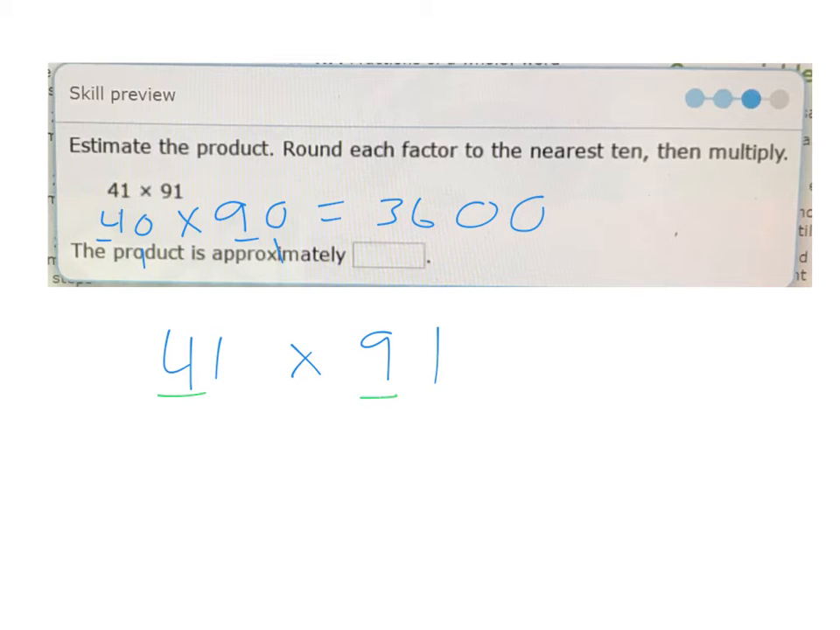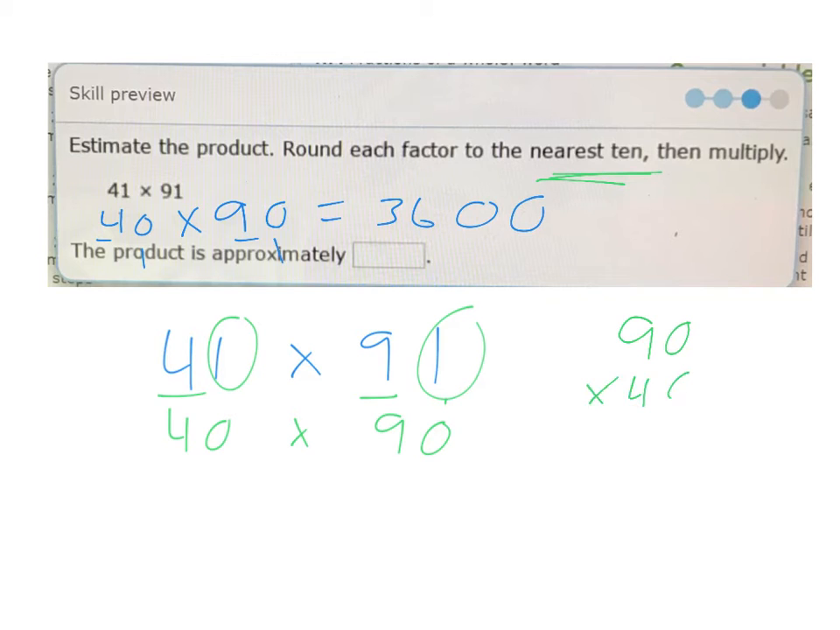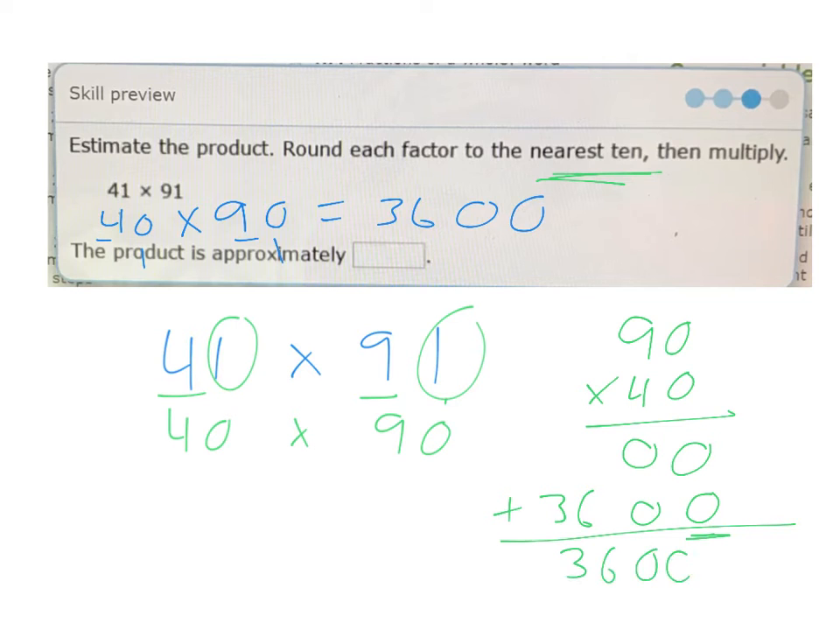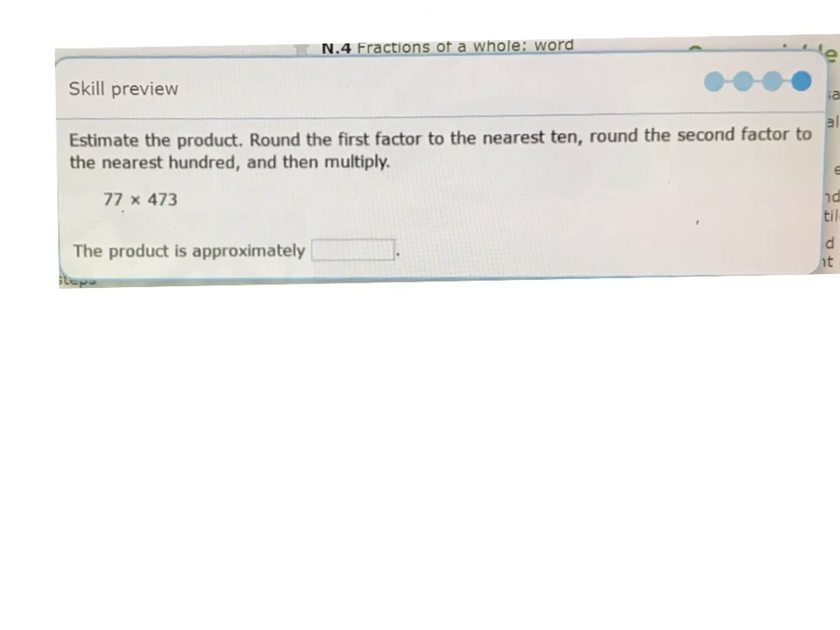Underline the tens column because it's wanting the nearest 10. Circle. The 1 says it stays the same. And you could do the multiplication if you felt like you wanted to. 0 times 0 is 0. 0 times 9 is 0. 0 down. 4 times 0 is 0. 4 times 9 is 36. As we said, 3,600.